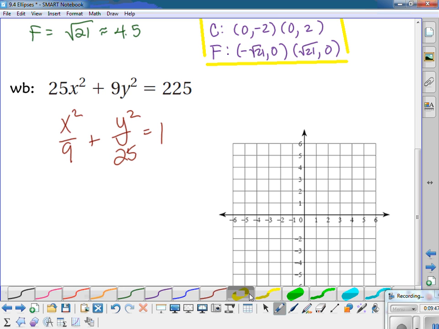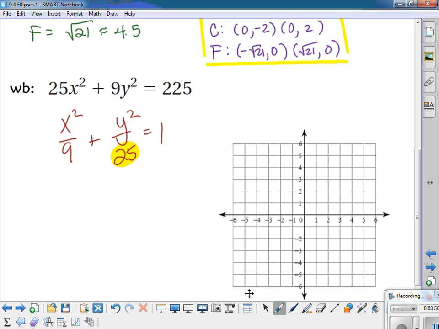Okay, so now my larger number is under the y squared, and so is this one horizontal or vertical? This one is vertical. Okay, so that means that that is my vertex and this is my co-vertex. Okay?